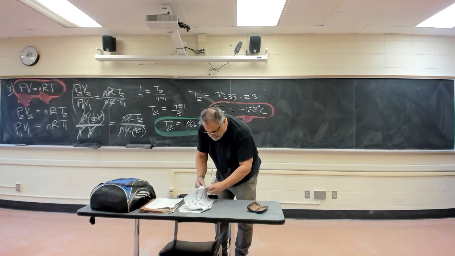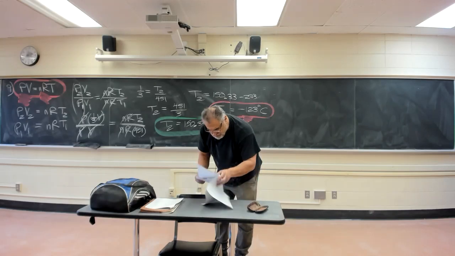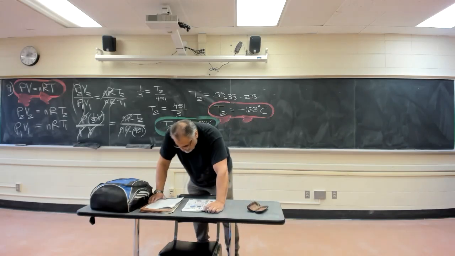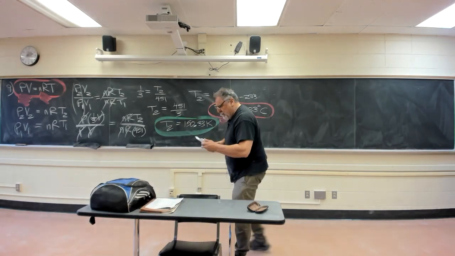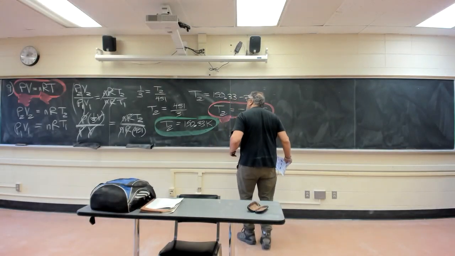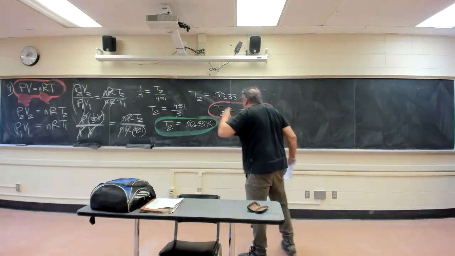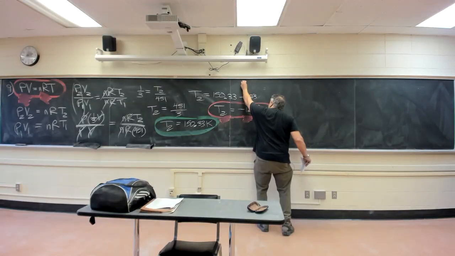Number 10. A mass, small m equals 60 kilograms, is attached to a spring having a force constant, K, of 2,000 newtons per meter, as in the figure. The mass is displaced from its equilibrium position and released. Its frequency of oscillation in hertz is approximately what? Okay, not too bad. We will just go with what we know of the formulas that we have.